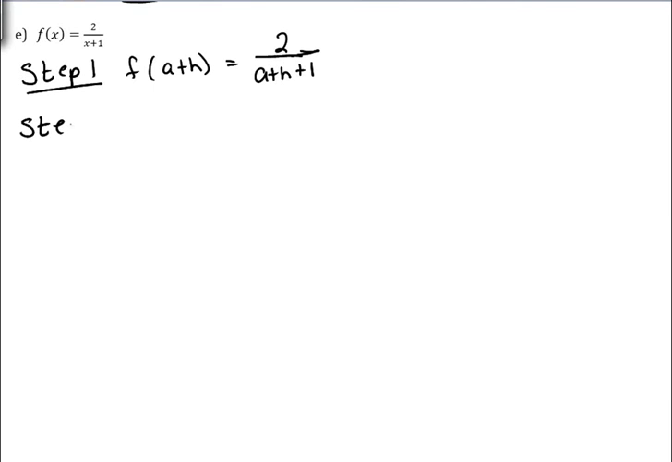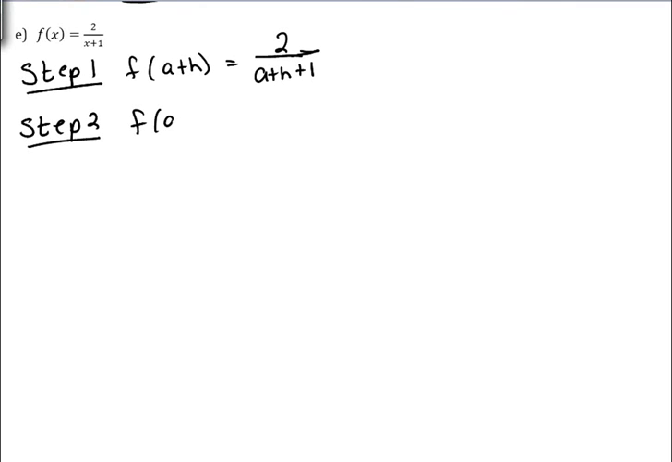The next two examples involve fractions, and again with fractions there are some tricks to simplifying this at the end, so that's going to be the big thing with these. So step 1 is to find f of a plus h. That will be 2 over a plus h plus 1. And we can't simplify that at all, so we're done with step 1, so we move on to step 2.